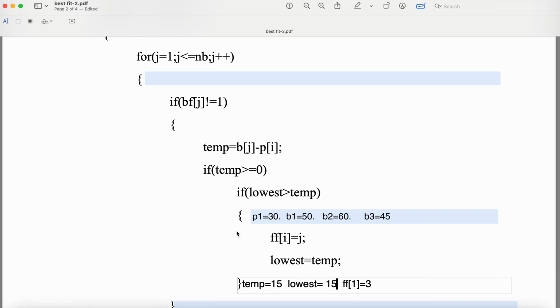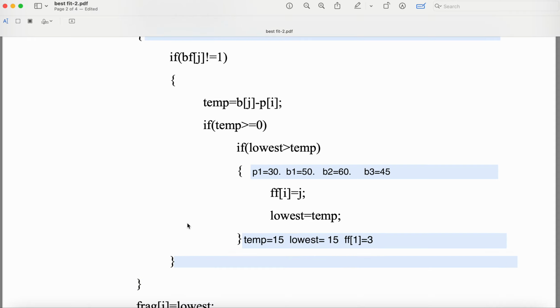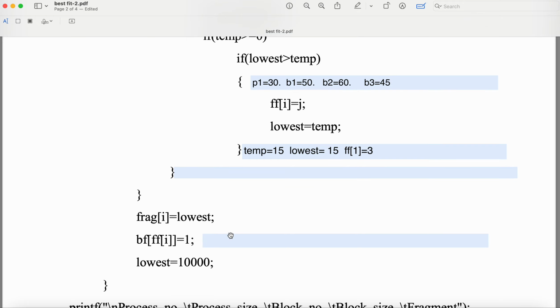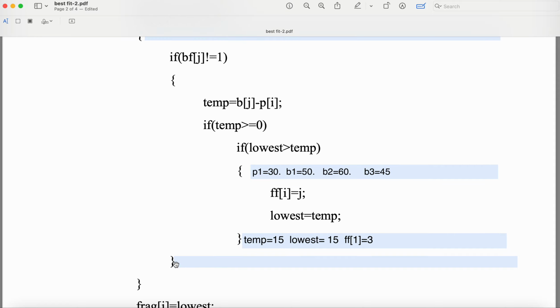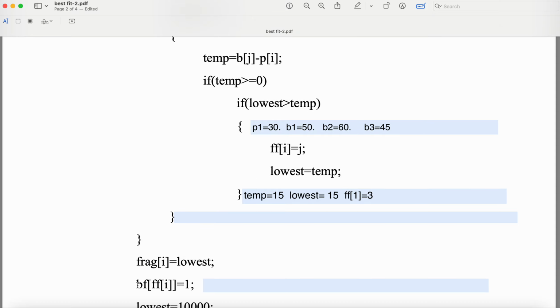So likewise we can store the second process, third process, fourth process also. So this is the logic. And after that, Frag of I equal to, here this is the j iteration. This right curly brace is for the end of the if, and the next right curly brace is for the end of the innermost for loop. Here the first iteration is over.